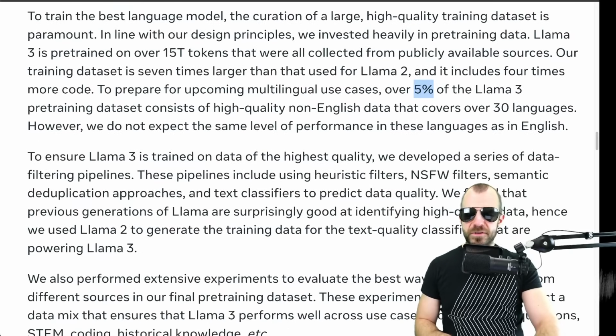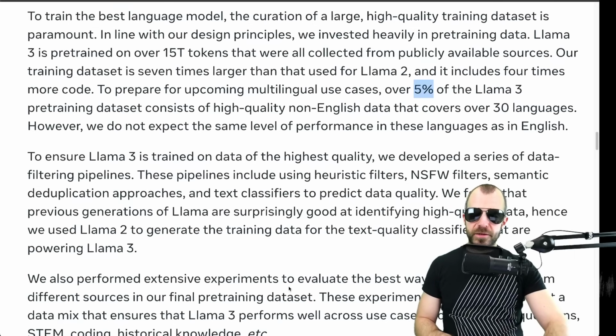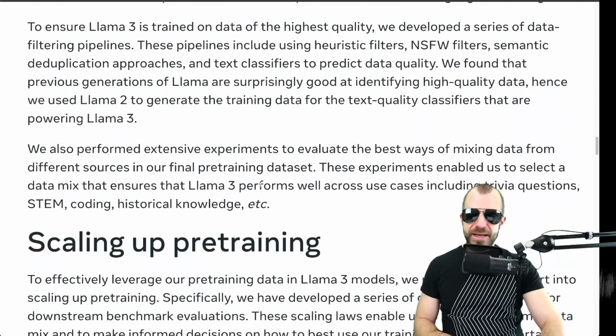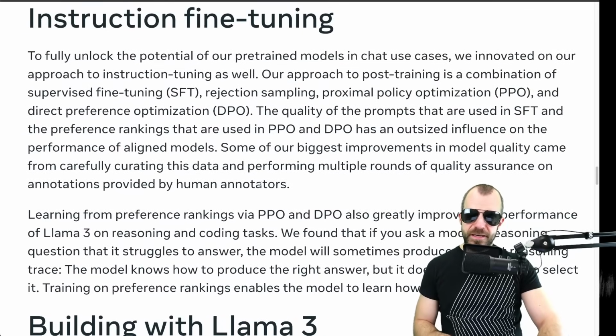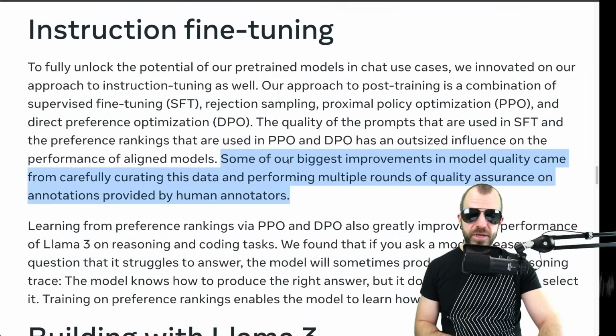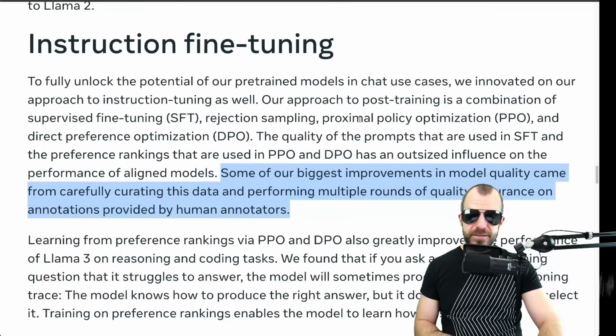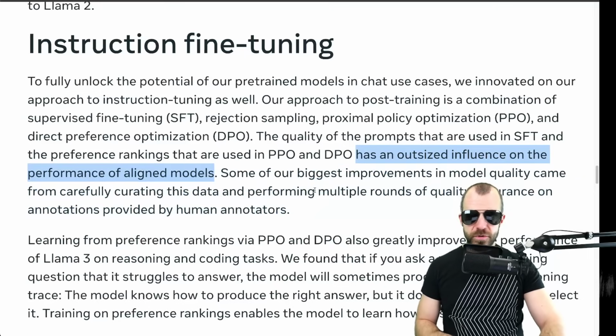They also have put a lot of emphasis on quality of training data, so a lot of filters and heuristics and so on, and especially in the instruction fine-tuning, they say it is crucial. "Some of our biggest improvements in model quality came from carefully curating this data and performing multiple rounds of quality assurance on annotations provided by human annotators." So saying that the data selection has an outsized influence on the performance of the aligned models. That's very good to know.